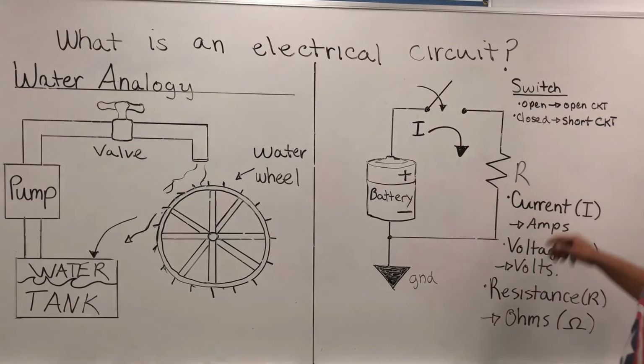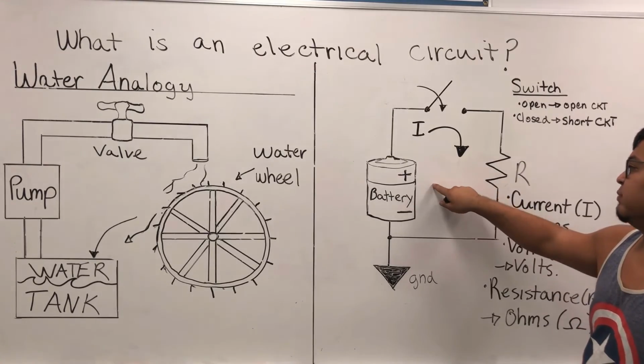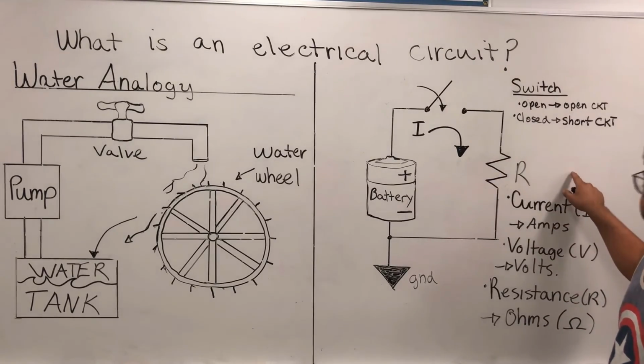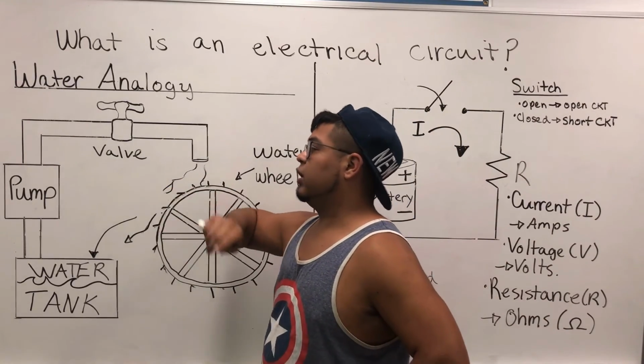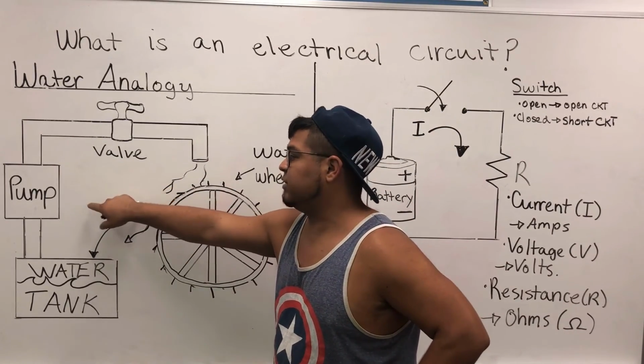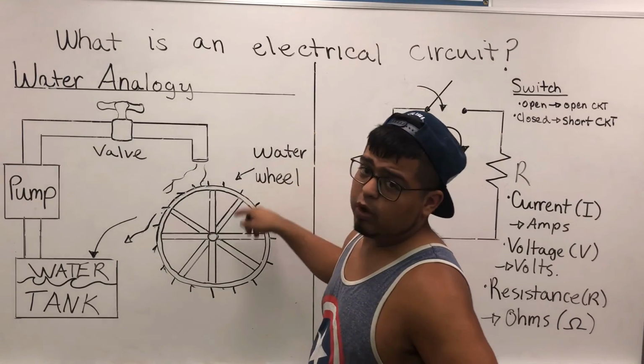So if there was a light bulb here, the more voltage that a battery can supply, the brighter this light bulb is going to get. Kind of like the same thing from the water analogy: the more water the pump can pump, the faster this water wheel is going to turn.